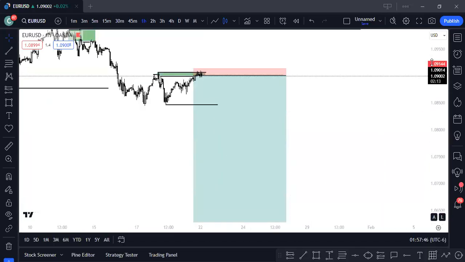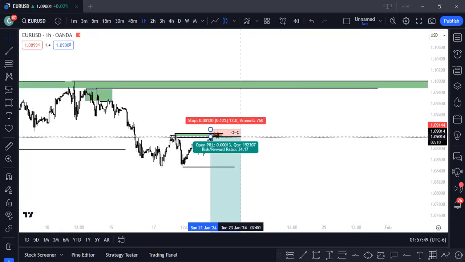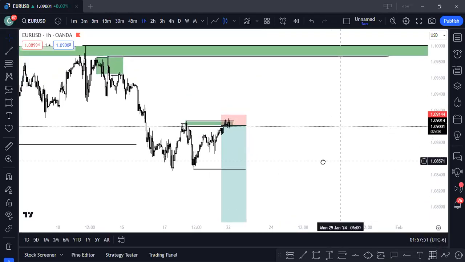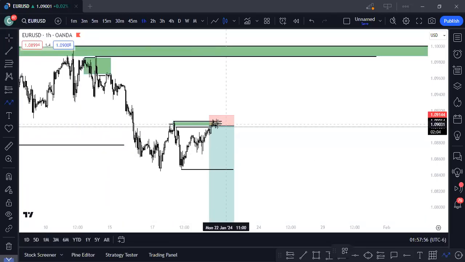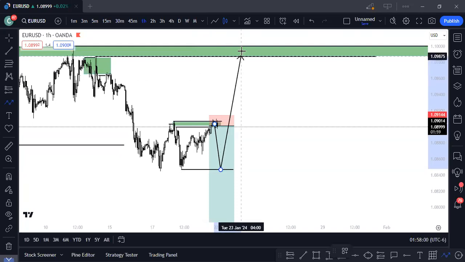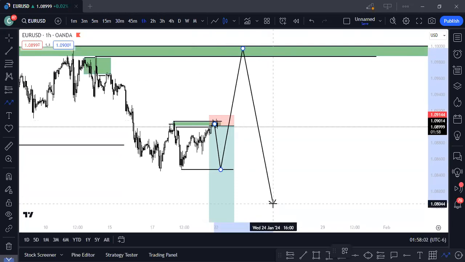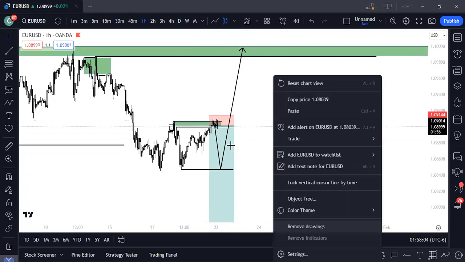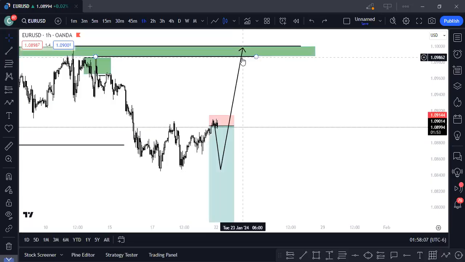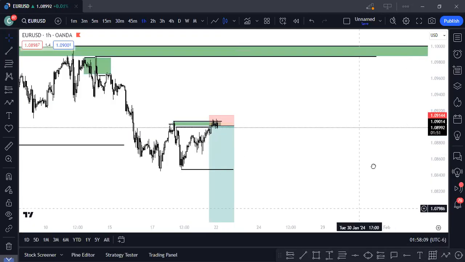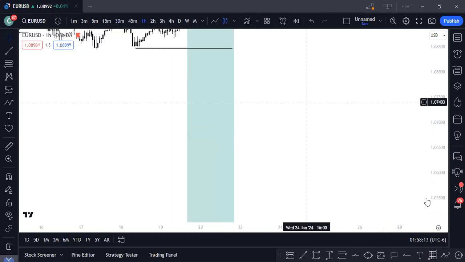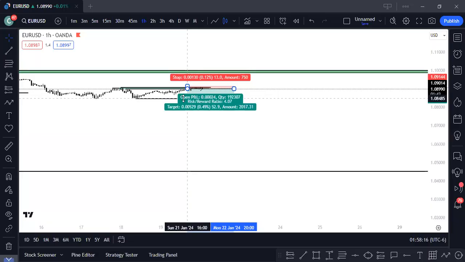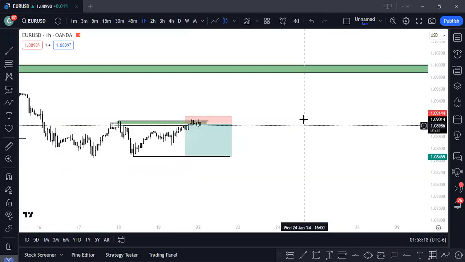Let's go back. So price might actually eat TP here, then come here and then go back down. So you want to focus on your recent, distant TP targets, which is this. This is your target here. This is what you want to focus on.